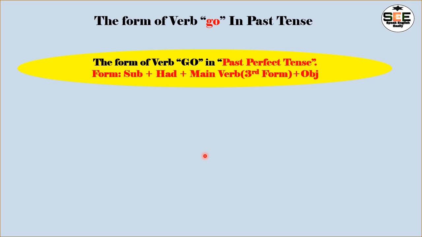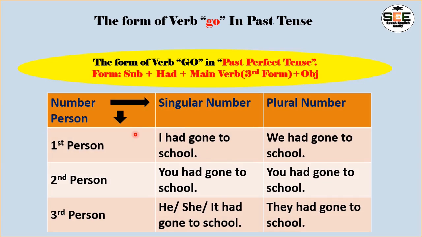So let's start with this table so that we can understand this deeply. Here in this table, this arrow mark indicates the number, whether it is singular or plural, and the arrow mark below indicates person, whether it is first person, second person or third person. If we see the first row of this table, we can find the first person singular number in the past perfect tense of the verb go.